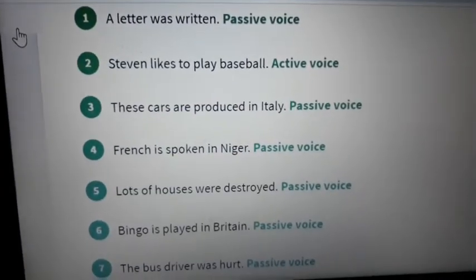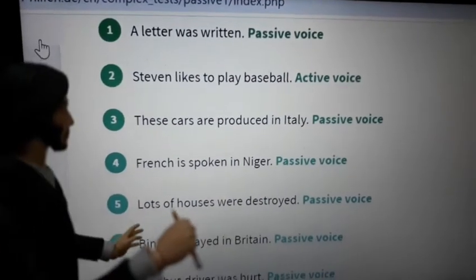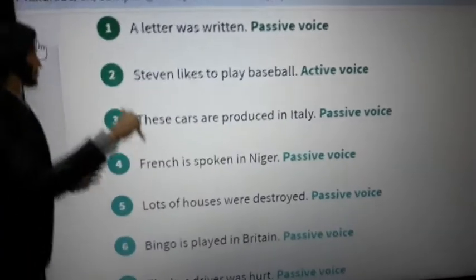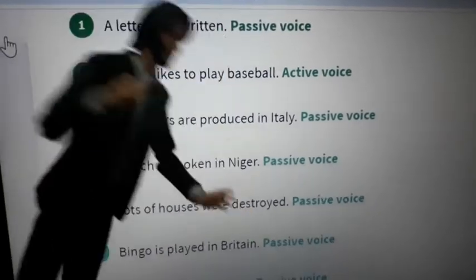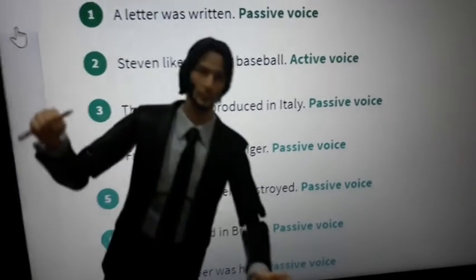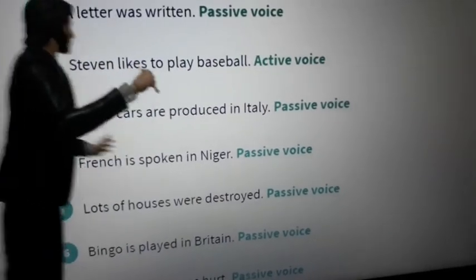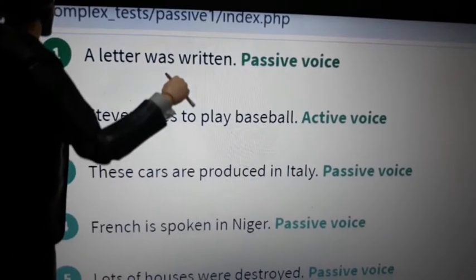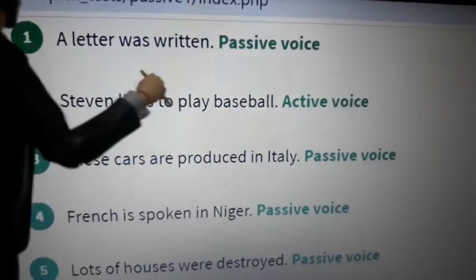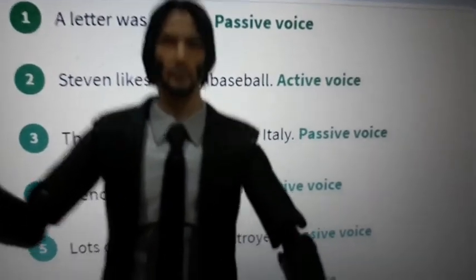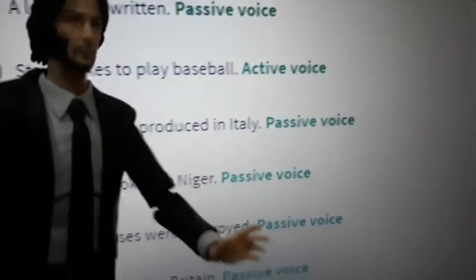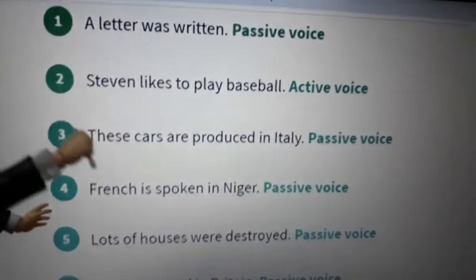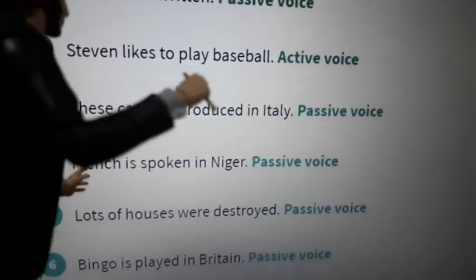The first exercise asks us to select if it was an active or a passive voice. It's very simple. I'm going to explain. Number one, a letter was written. We have the structure that we learned about passive voice: object, verb to be, and the verb in past participle. Simple, because we are talking about what happened to the object, not about the subject. Number two, Steven likes to play baseball. That's an active voice because we have a subject who does an action and a complement.